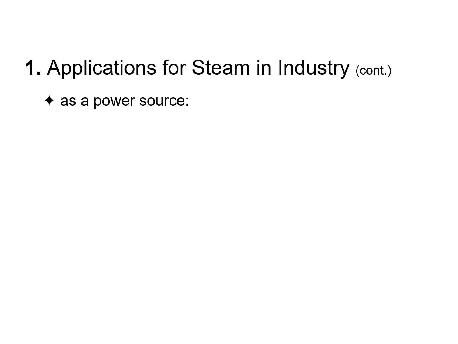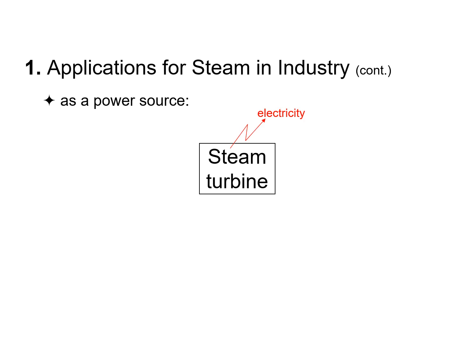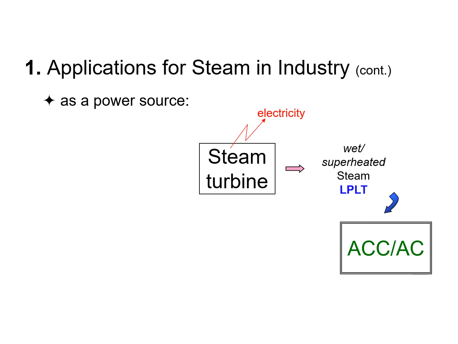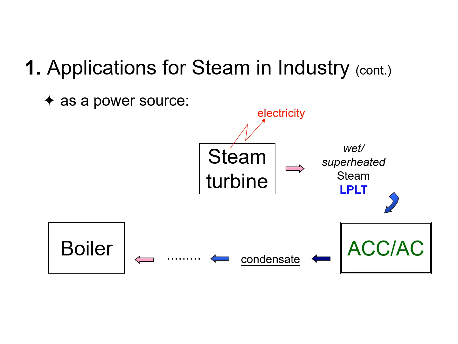As a power source, steam is commonly used to drive things, such as in steam turbines. These turbines are crucial for generating electricity in thermoelectric power plants. After that, the steam coming out of the turbine at low pressure and low temperature gets completely condensed in an air-cooled heat exchanger, ACC or AC. The resulting condensed water, called condensate, is then recycled to the boiler and heated until it becomes saturated or superheated steam again.